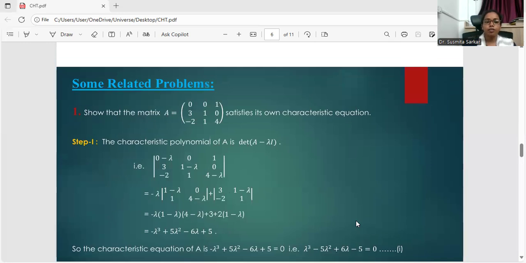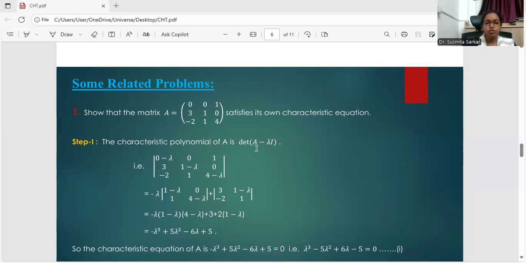Next, some related problems. The first problem is: show that the matrix A, which is a 3 by 3 matrix, satisfies its characteristic equation. To prove this, first find the characteristic polynomial of the square matrix A. And we know that the characteristic polynomial of a square matrix A is the determinant of A minus lambda I. Since A is a 3 by 3 matrix, here I is I3, that is the 3 by 3 identity matrix.